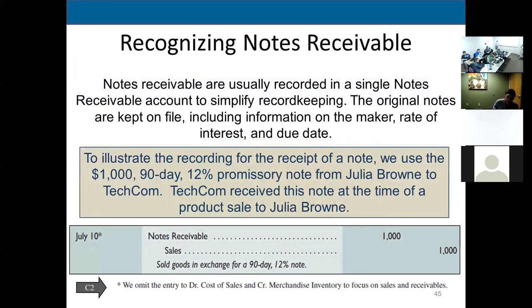All right, now, notes receivable are usually recorded in a single notes receivable account. So we're going to keep it simple. The original notes are kept on file, including information of the maker, rate, interest, and due date. Now let's look at the recording of the receipt of a note. So using the same $1,000 90-day 12% promissory note from Julia Brown to TechCom. TechCom received this note at the time of a product sale. So we sold something and issued a promissory note. So we're going to debit notes receivable $1,000. We're going to credit sales for $1,000. And again, here's our written explanation. Sold goods in exchange for a 90-day 12% note.